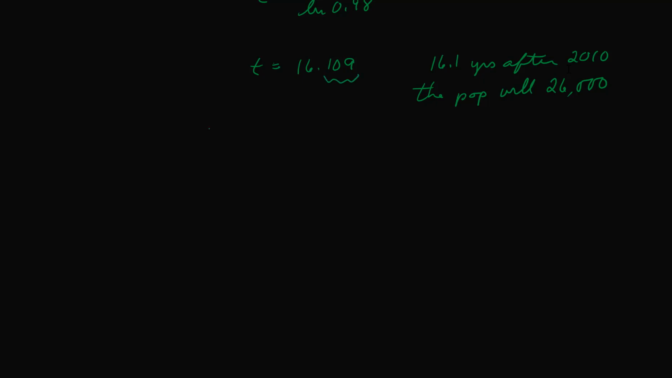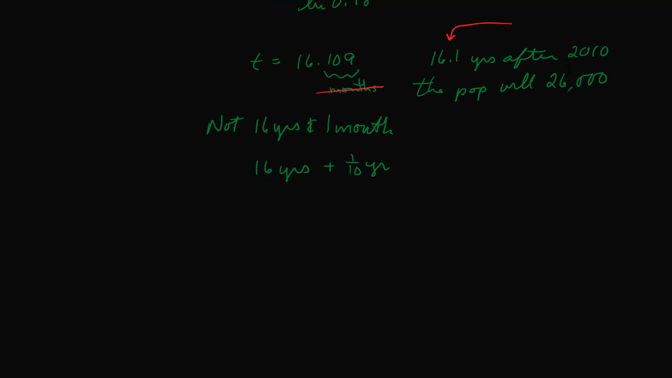Okay? One other point I want to make here is be careful. This is not 16 years and 1 month. This is 16 years plus 1/10 of a year. 1/10 of a year is about 1.2 months. Sometimes I have seen people read off the decimal as months. This is not months. So if you're thinking that this is months, that is not the case. So the answer to this, when's it going to reach a population of 26,000 people? A little over 16 years.